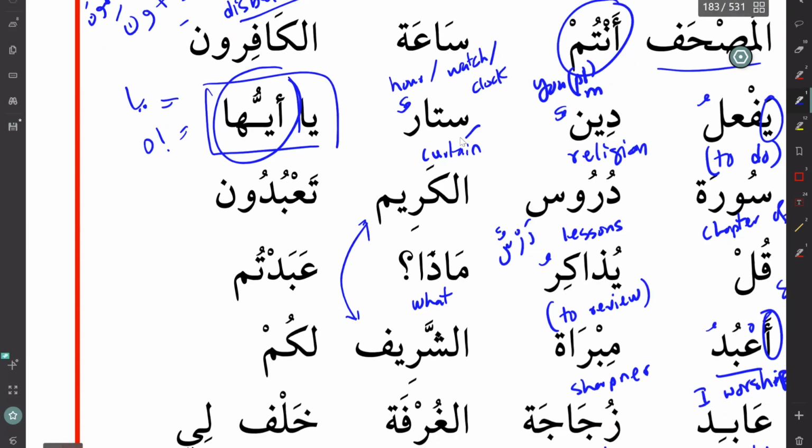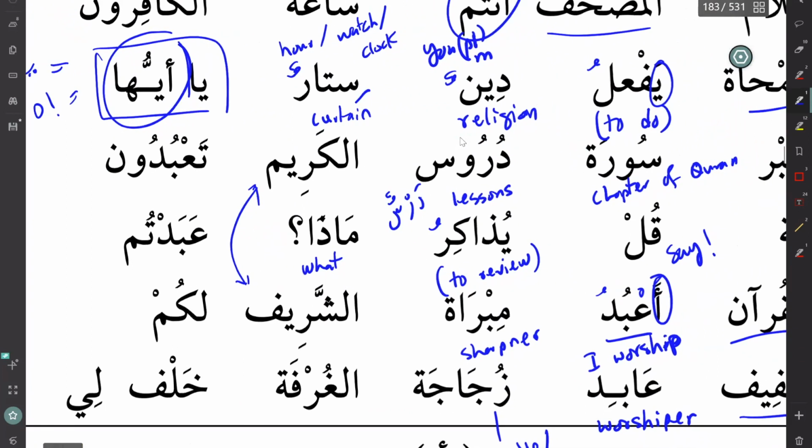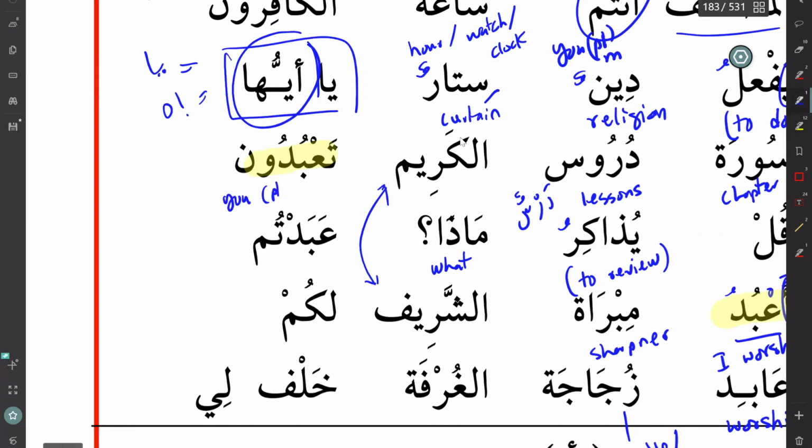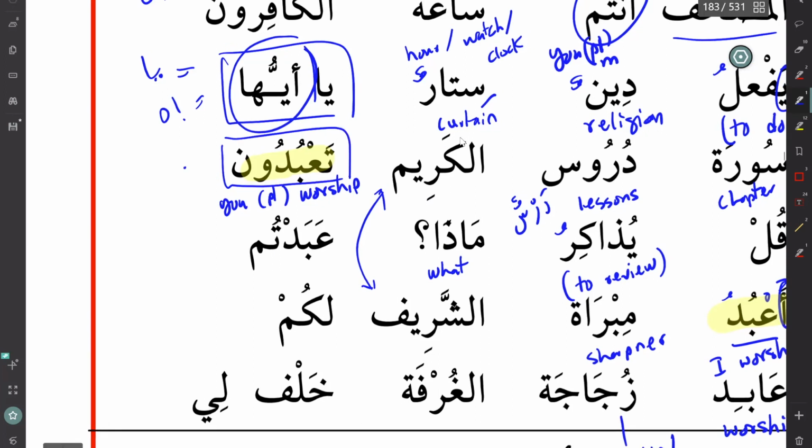Now, then we have ta'buduna. Ta'buduna is the same thing as what we had here, a'budu. So ta'buduna is you, plural, worship. Okay, don't worry too much about these verbs. You haven't studied these verbs yet. So right now, the only thing you have to do is learn them as vocabulary words. I think they are giving you all these words because these words are coming from the surah.